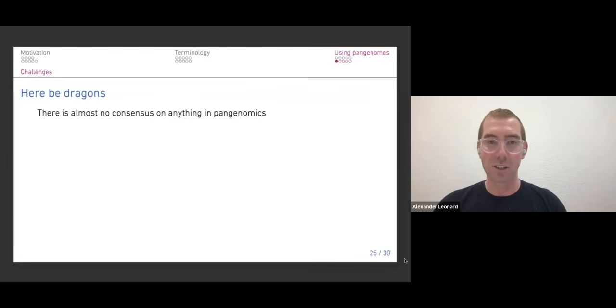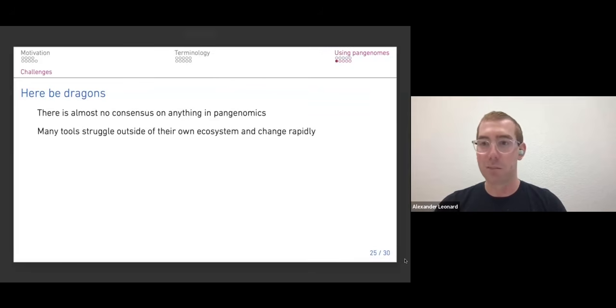Of course, there's also many challenges in pangenomics. Again, there's almost no consensus on anything. I've probably already upset some people with some of my definitions. Again, many of the tools change quite rapidly. It's very hard to stay up to date in pangenomics. If you spend all your time staying up to date, you spend no time working on it. So that's definitely not good either.